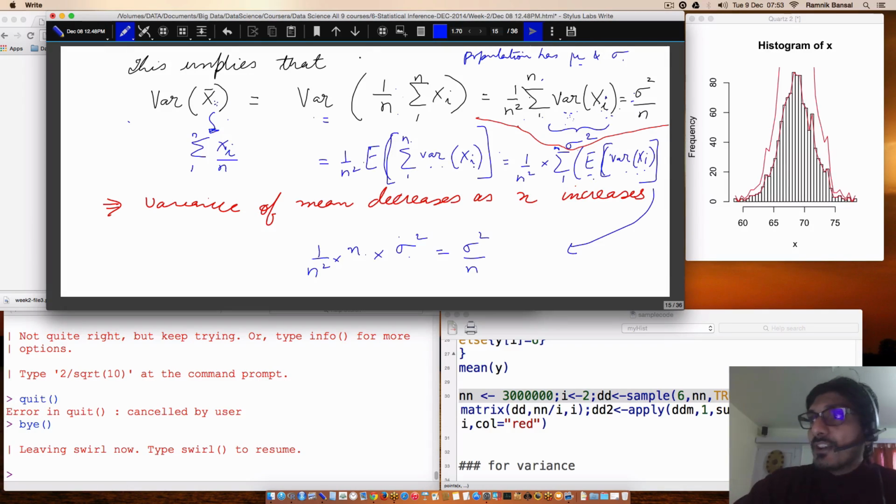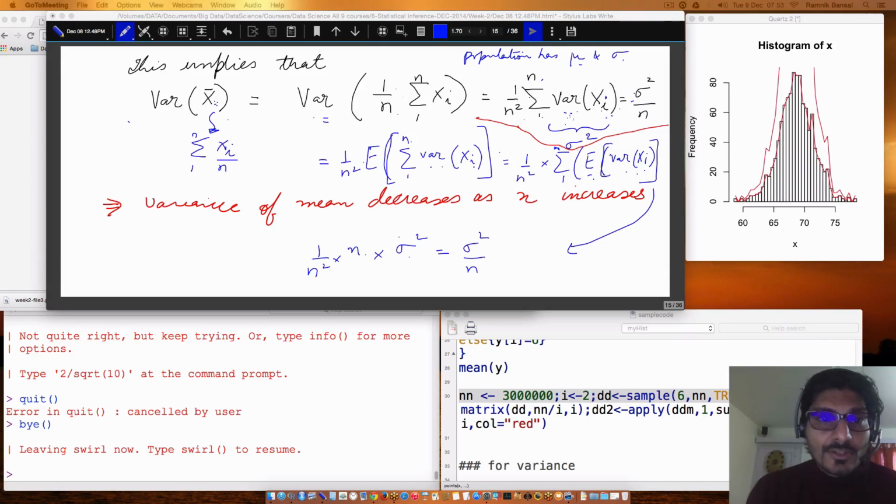So is this clear so far? What you have done? So what we can deduce from this is that the variance of a mean decreases as n increases. What does that mean actually? So conceptually, what does that mean? You're saying variance of a mean decreases as n increases.